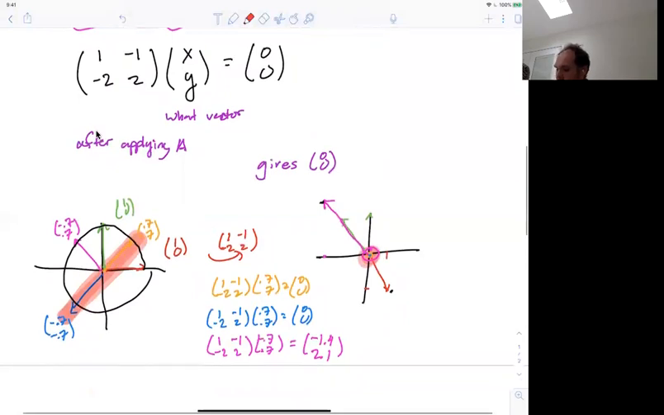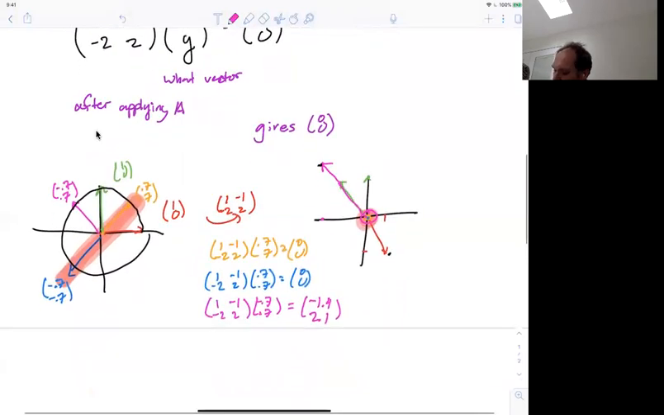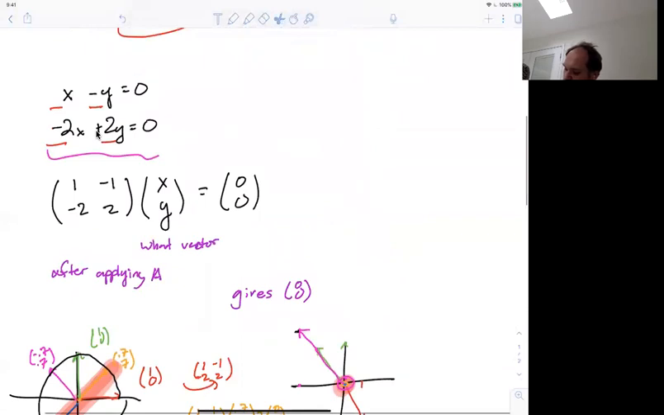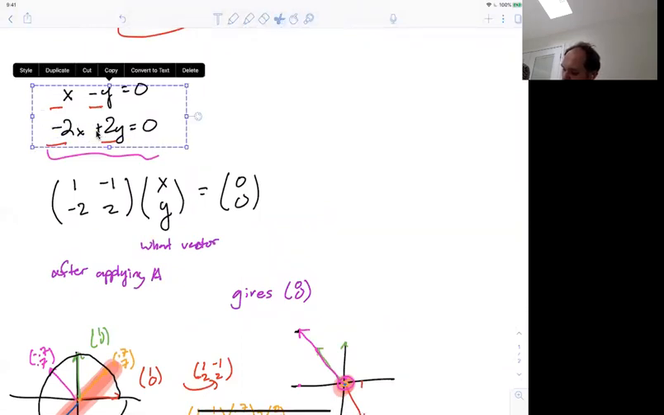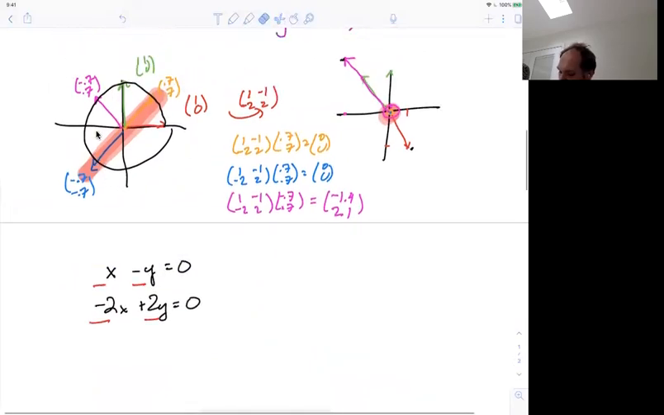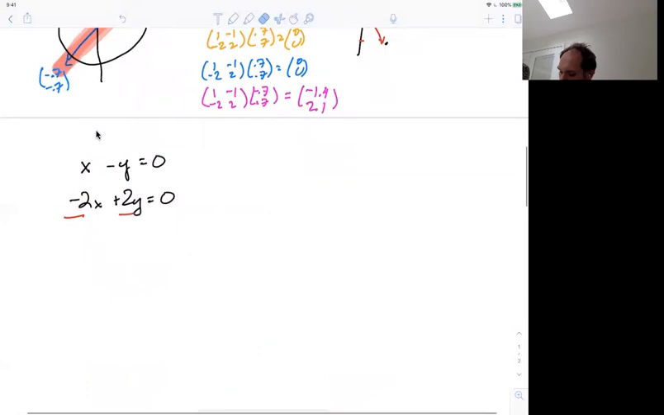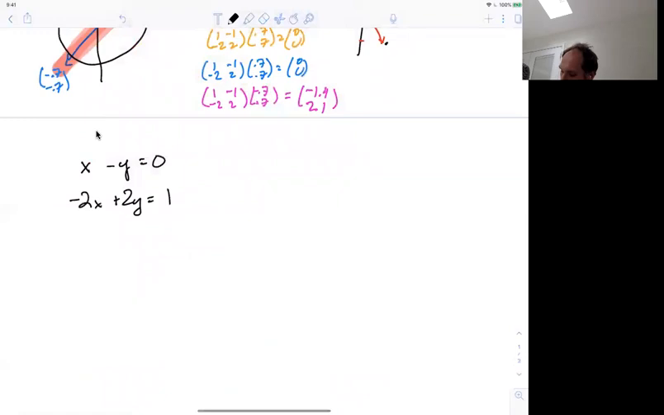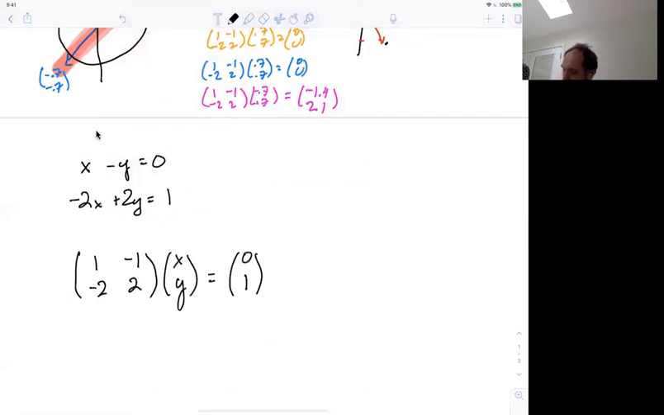Let's make a slight change of this. What happens if I ask the question, I'm going to change this equation very slightly. We're going to change it just so that one of the zeros is a 1. So we're going to ask the question, what vector after translating by this matrix gives us 0, 1?